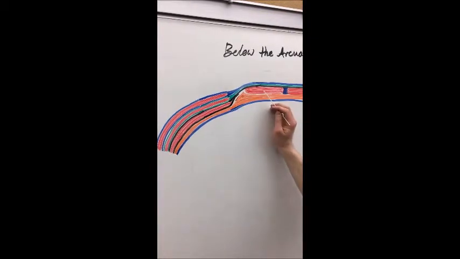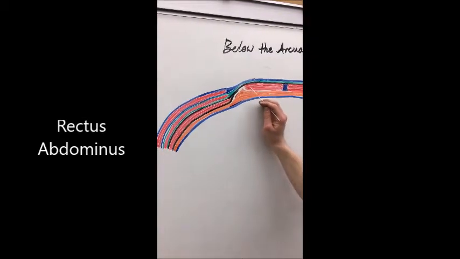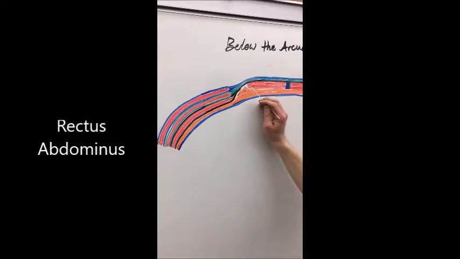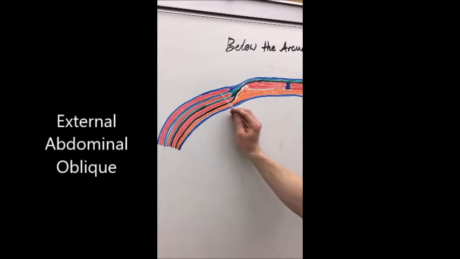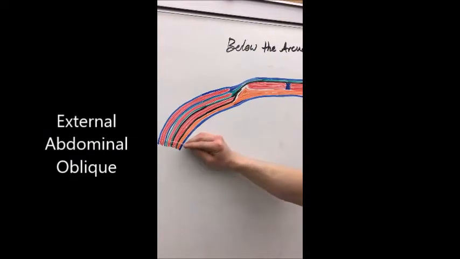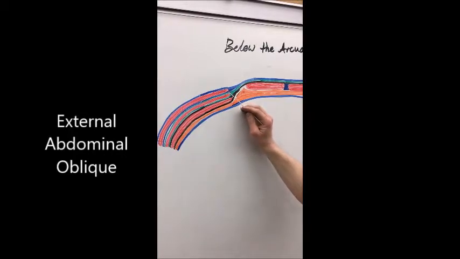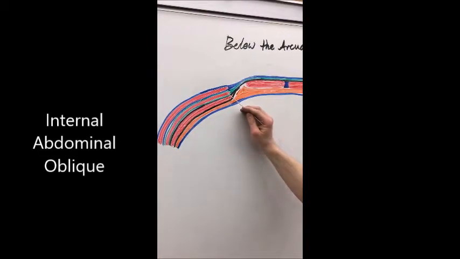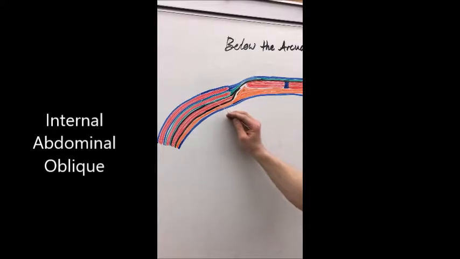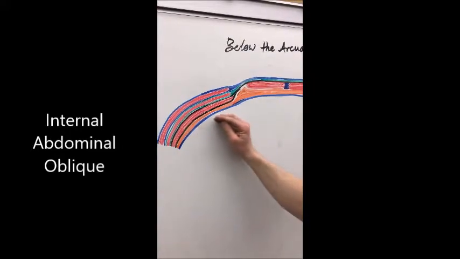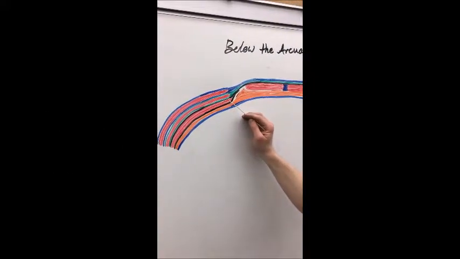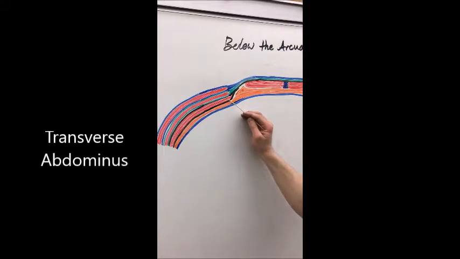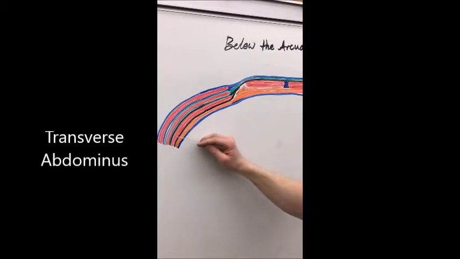Now, this is the rectus abdominis. This is the external abdominal oblique, this outermost muscle layer. This is the internal abdominal oblique, this middle layer. And this is the transverse abdominis, this innermost layer of muscle.